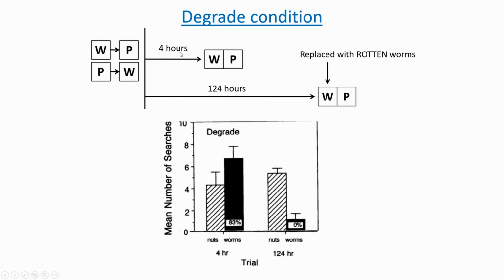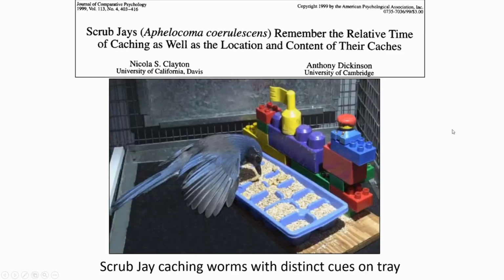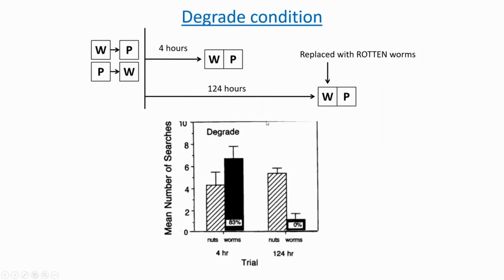And then they had two groups, one group that was tested after 4 hours and one group that was tested after 124 hours. So a long, long time later. And they would be given both trays at once. They'd be given the worm tray and the peanut tray together. And remember, they look distinctive because of the colored blocks that were there, so they know which tray is which, theoretically. And the idea here is that if they searched after 4 hours, the worms and the peanuts would both still be there and still be in edible condition.